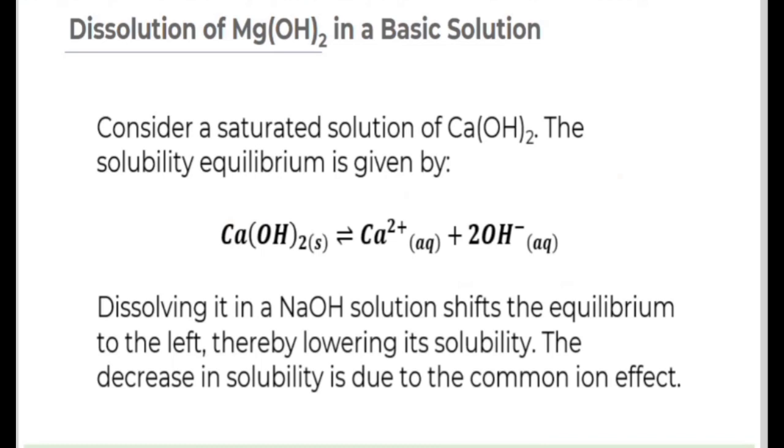Consider a saturated solution of calcium hydroxide. The solubility equilibrium is given by the following equation. Dissolving it in a sodium hydroxide solution shifts the equilibrium to the left, thereby lowering its solubility. The decrease in solubility is due to the common ion effect, which was discussed in the previous lesson.